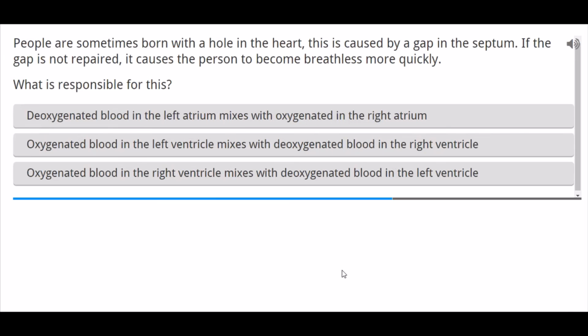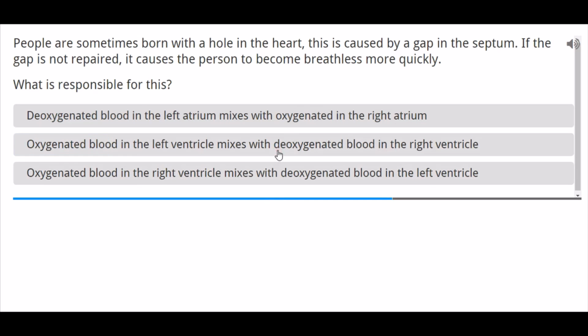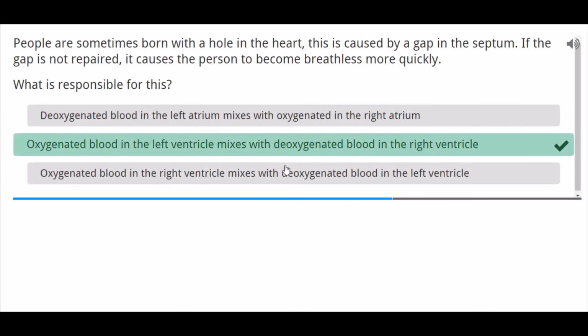People are sometimes born with a hole in the heart. This is caused by a gap in the septum. If the gap is not repaired, it causes the person to become breathless more quickly. What is responsible for this? That will be the oxygenated blood from the left ventricle mixing with deoxygenated blood in the right ventricle. That will be the cause of short breath.